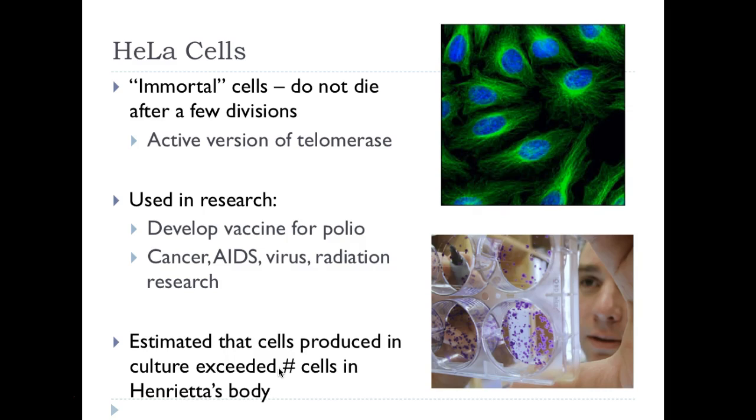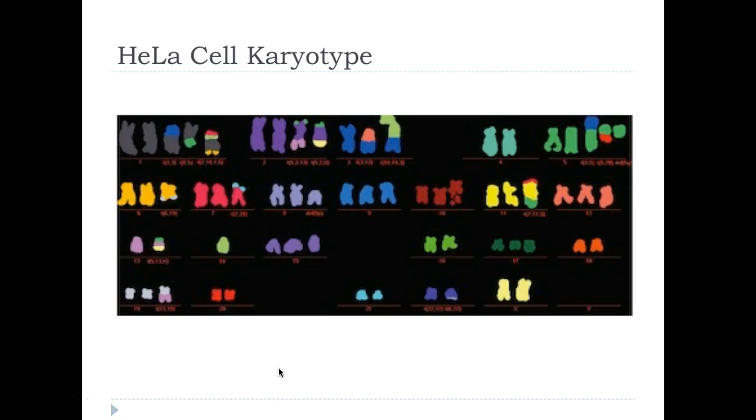But ultimately, these HeLa cells are used in research. They've been used to develop a vaccine for polio. They've been used in research for cancer, AIDS, looking at research for certain viruses. They also play a role in radiation research. It is estimated that the cells produced in culture exceeded the number of cells in Henrietta's body.